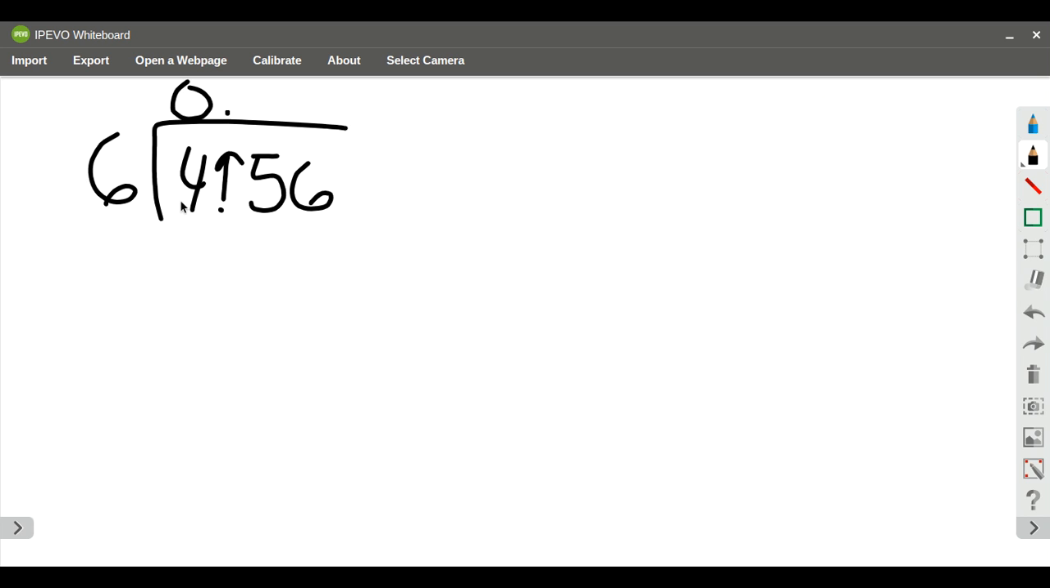0 times. I need to mark that as a placeholder. Anytime the divisor is not able to go into a digit of the dividend, we need to mark it with a 0, mark it with that placeholder. So 6 goes into 4 0 times, and I'm going to look at how many times 6 goes into 45. 6 goes into 45 7 times. 6 times 7 is 42. I'm going to subtract. When I subtract, I end up with 3 left over.